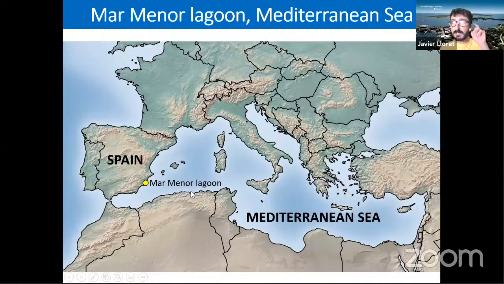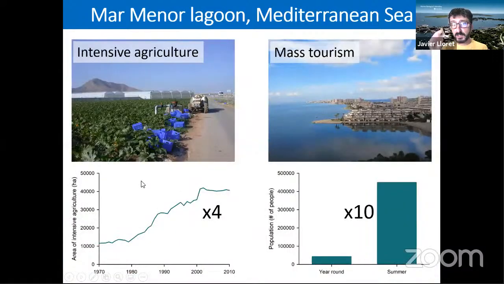It's a very interesting case. It's one of the biggest coastal lagoons in the Mediterranean Sea, and it's also very important in terms of biodiversity. Unfortunately, the land surrounding the lagoon is very densely occupied by intensive agriculture, with huge inputs of nitrogen from fertilizers, and mass tourism that increases the nitrogen coming from wastewater.